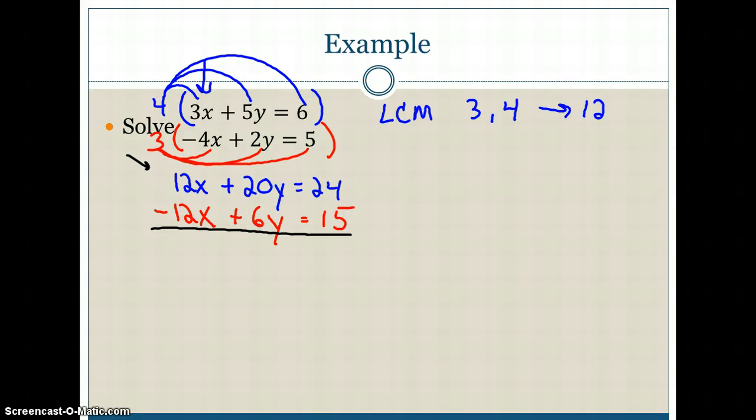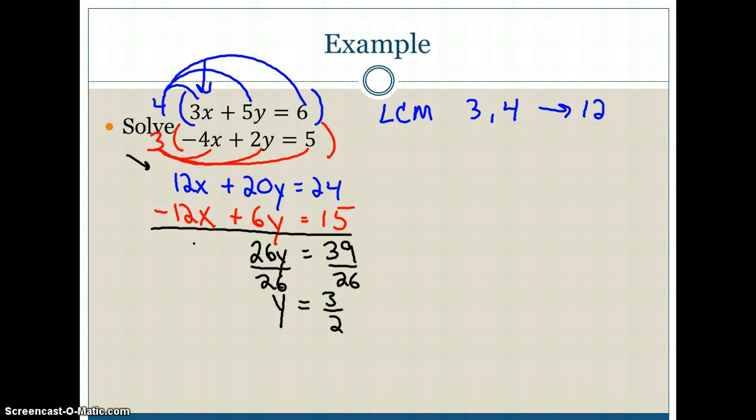So what we can do now is we can combine these. 12x and -12x, those are going to cancel. I'm not even going to write it there. 20y and 6y is 26y. 24 and 15 is 39. So we get 26y equals 39. If we were to divide both sides by 26, both terms are divisible by 13, so it does simplify. It'll end up being 3 over 2. So our y value is 3/2.